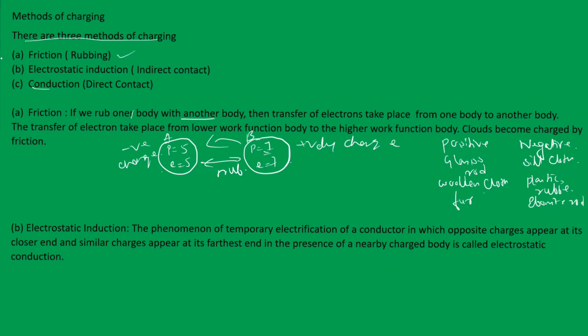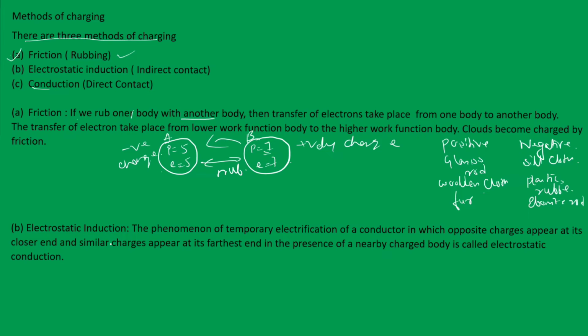So this is the first method of charging a body. I'm repeating it once again: if you have two bodies and they are rubbed, electrons will obviously transfer from one body to another. The one which gains electrons will become negatively charged, and the one which donates electrons will become positively charged. Clear? Next, we will see electrostatic induction.